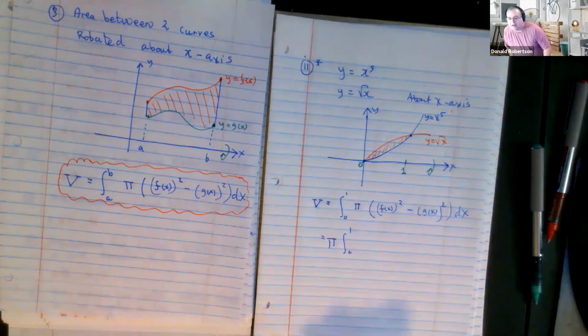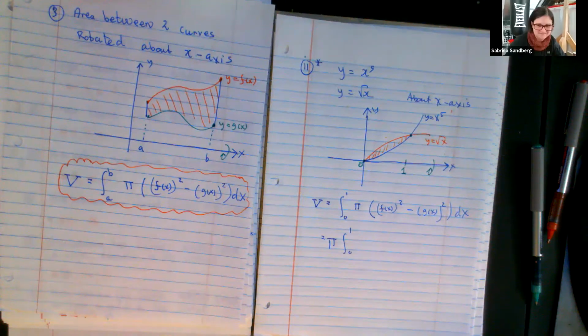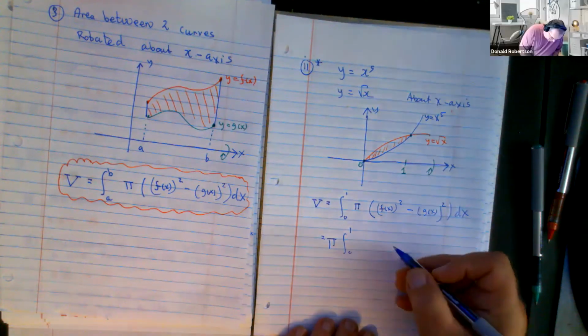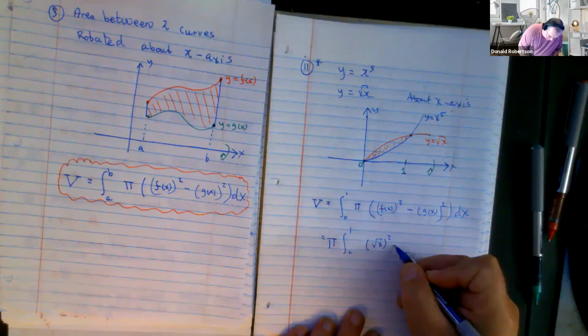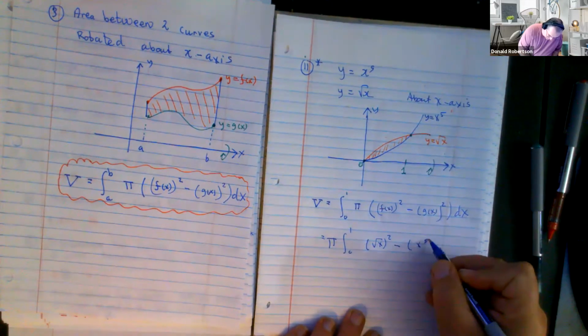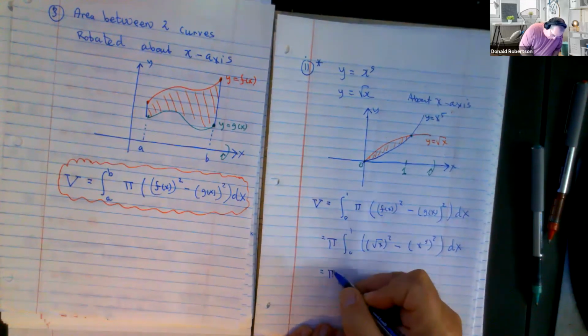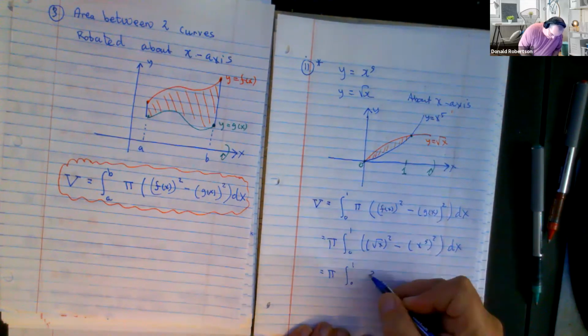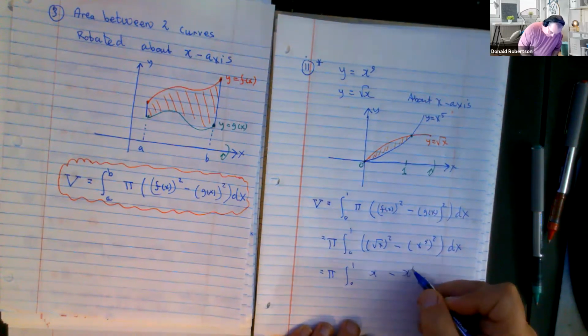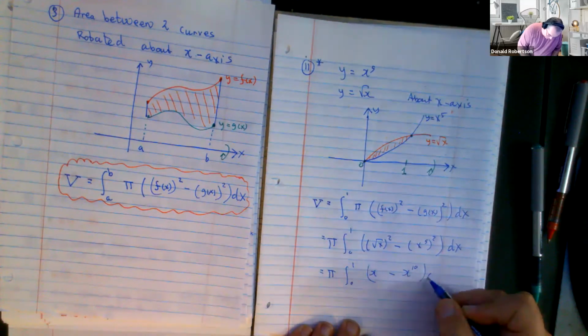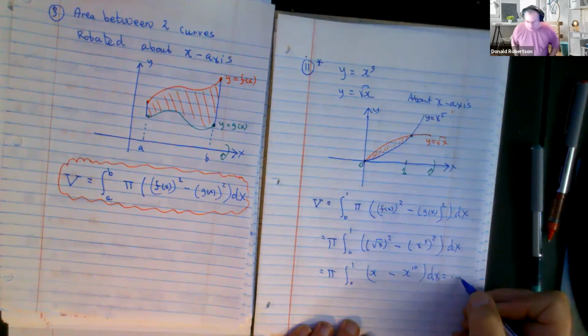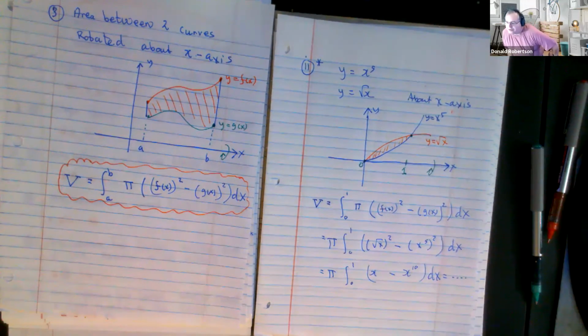Okay, I have a red curve and I have a blue curve. Which one of those 2 is the f of x? Red. So what you're going to do is square root of x squared, take away x to the 5 squared, dx. The square root squared gets you x, and squaring x to the 5 gets you x to the 10. And at this point, I'm going to just go dot, dot, dot. Would you agree that the hard part's over? It's just normal integration now. Power rule, off you go.